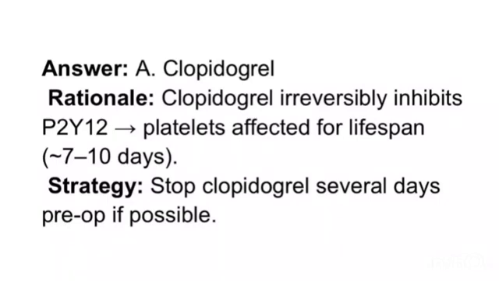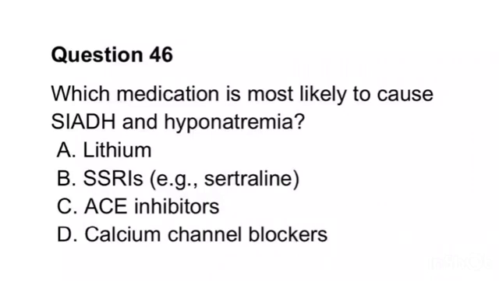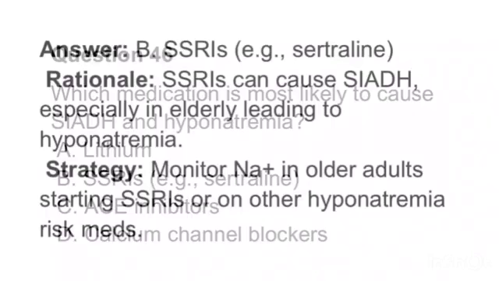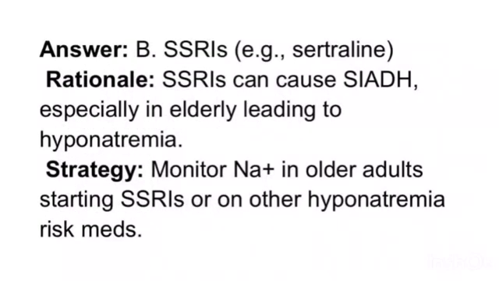Question 46. Which medication is most likely to cause SIADH and hyponatremia? A. Lithium. B. SSRIs, e.g., sertraline. C. ACE inhibitors. D. Calcium channel blockers. Answer: B. SSRIs, e.g., sertraline. Rationale: SSRIs can cause SIADH, especially in elderly, leading to hyponatremia. Strategy: monitor sodium in older adults starting SSRIs or on other hyponatremia risk meds.